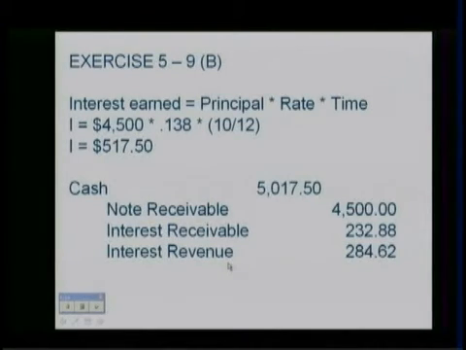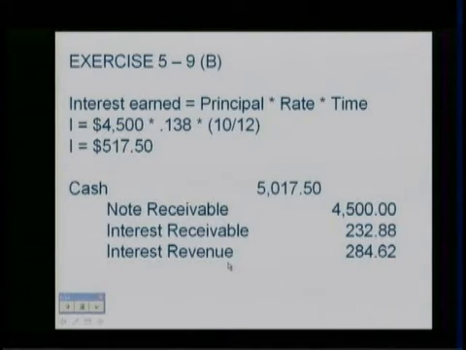But now remember, of that $517.50, we've already shown interest revenue of $232.88. And we're actually going to collect that receivable. They're actually going to pay us what they owe us. So we're going to credit our interest receivable $232.88. The difference between $517.50 and $232.88 is $284.62. So we're actually going to have revenue of $284 and some change.